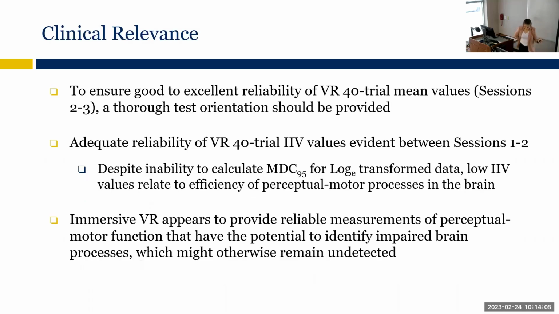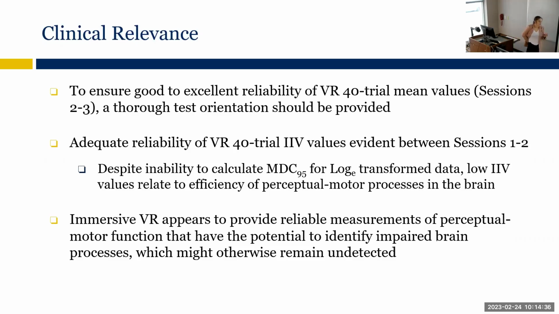So in conclusion, to ensure good, excellent reliability, you would want to have a good, thorough test orientation, as the numbers for the mean values were better and more reliable between sessions 2 and 3 than between 1 and 2. However, with IIV, it was good reliability, just better reliability between sessions 1 and 2 than between 2 and 3. So that's different than what we had originally thought.